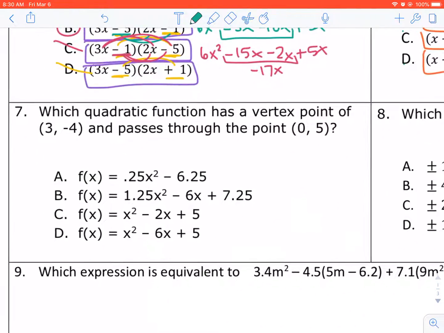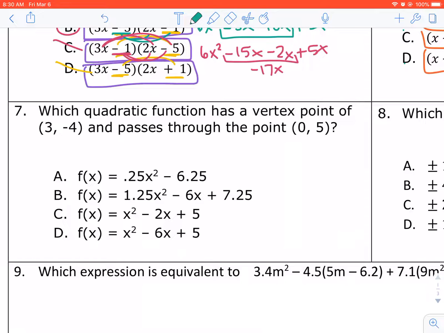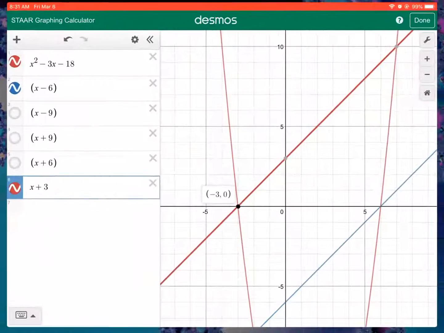All right, number 7. Which quadratic function has a vertex point of 3, negative 4 and passes through the point 0, 5? So what we're going to do again is most of you are going to approach this using Desmos, and that's absolutely fine. These are not in vertex form, so I can't just look at the equations and see a vertex. I do need to make sure that this is the vertex whenever we are typing it in. And I know that it points up like that because I don't see any negatives in the beginning, so I know it's going to open up. So let's go type in those points, and then also type in the answers, type in the equations.